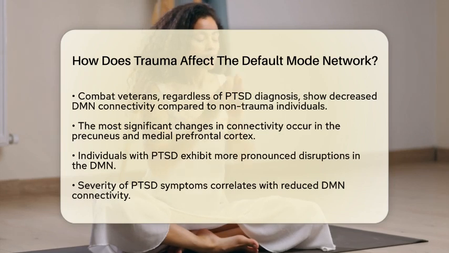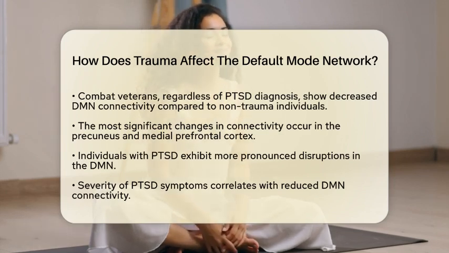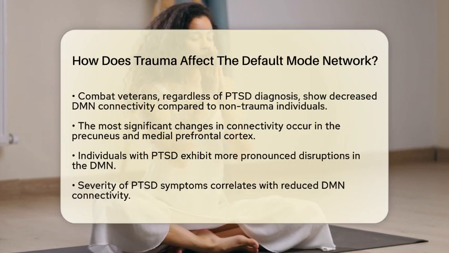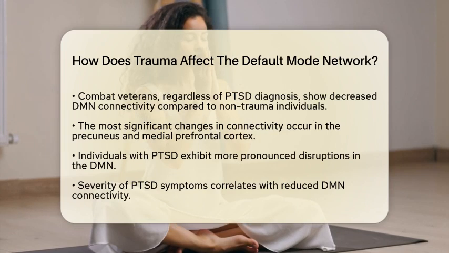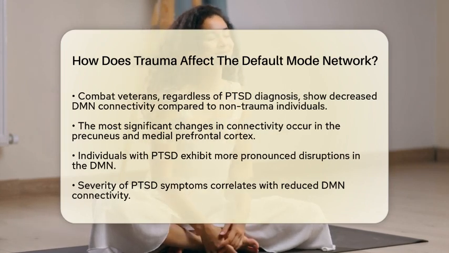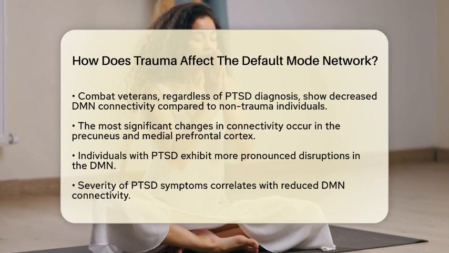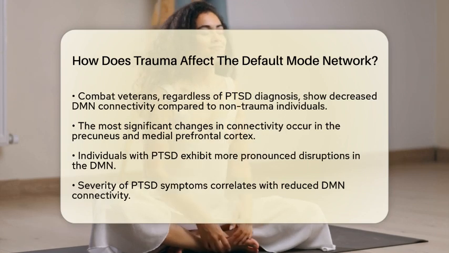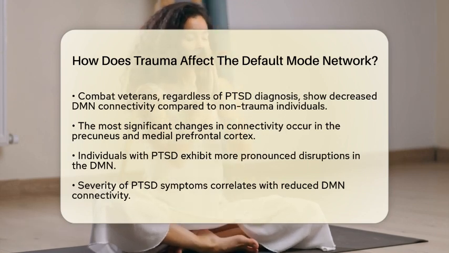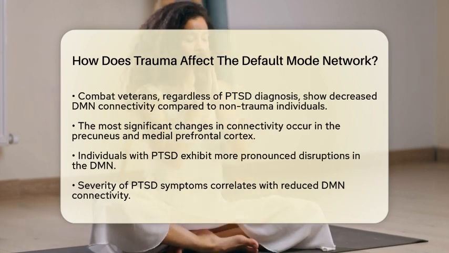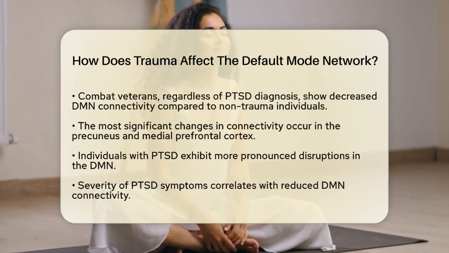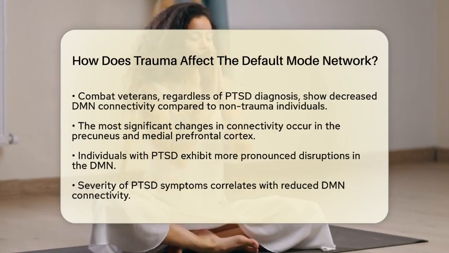The most significant changes are often seen in connections involving the precuneus and medial prefrontal cortex. For individuals with post-traumatic stress disorder, or PTSD, these disruptions are typically more pronounced. Evidence suggests that the severity of PTSD symptoms correlates with the degree of reduced connectivity in the DMN. The network becomes less integrated, meaning its parts do not work together as effectively.